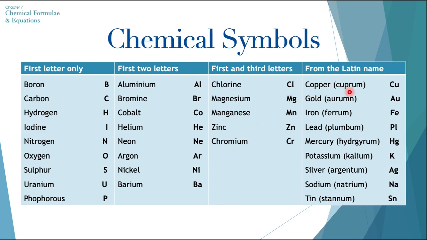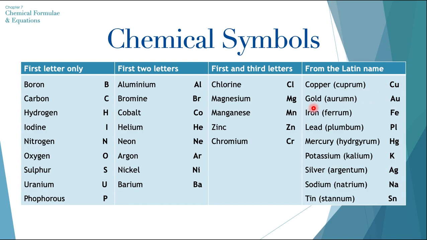And then we have some of the elements whose symbols are from their Latin name. Like copper, copper's symbol is not Co, Cp, or even C. It is Cu. And Cu might relate with copper, but it's actually coming from its Latin name, which is cuprum. The first letters of cuprum are C and U. So copper's symbol is Cu.